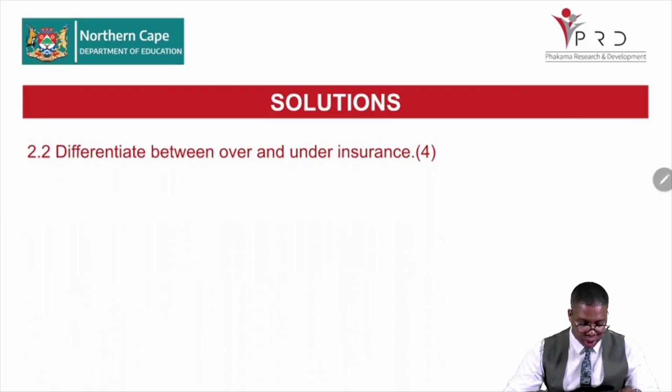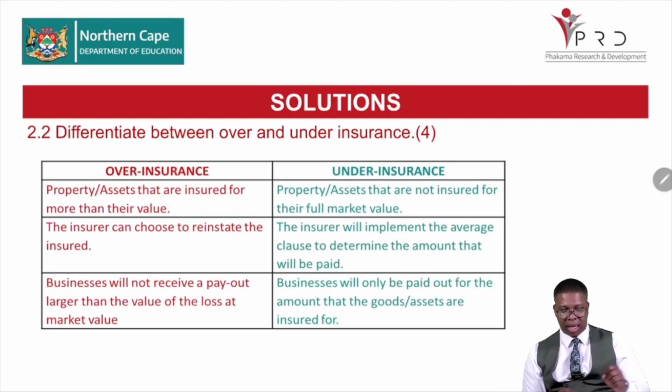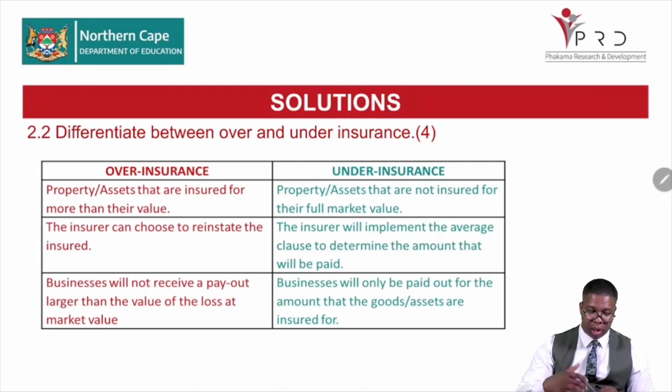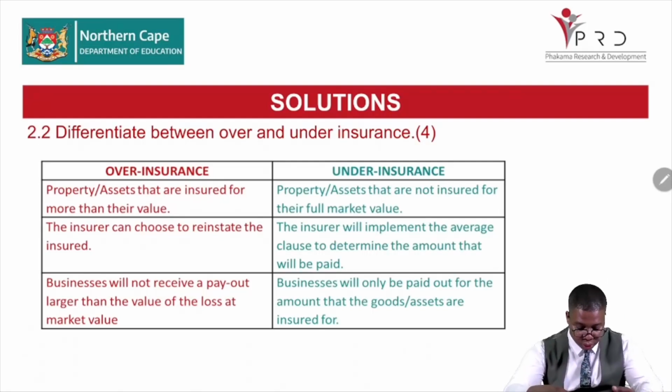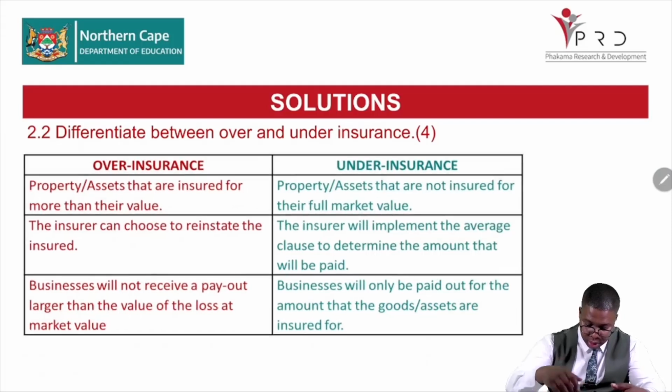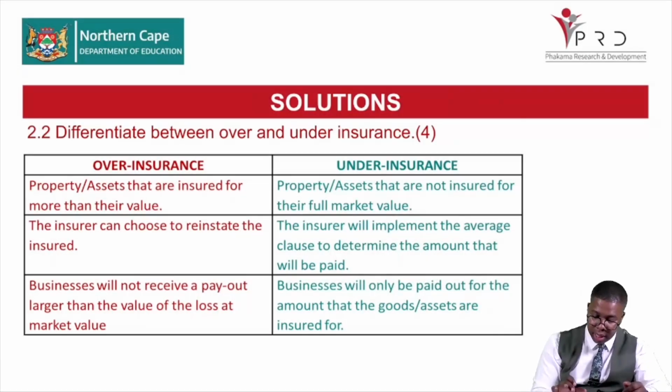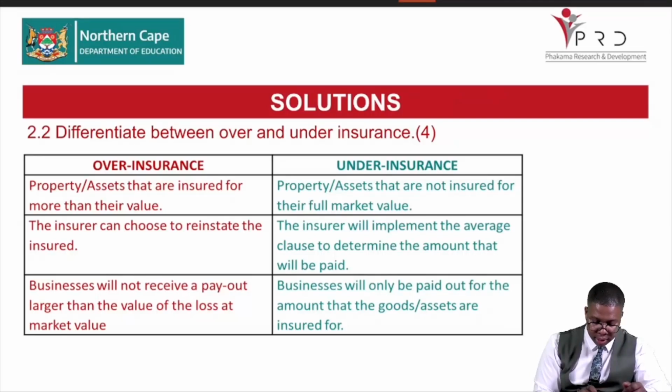Then we move to another direct question, differentiating between over and under insurance. Over insurance, what do we mean by that? With over insurance, we are talking about property or assets that are insured for more than their actual value. But with under insurance, property or assets are not insured for their full market value. Very clear. With over insurance, they are insured for more than their value.